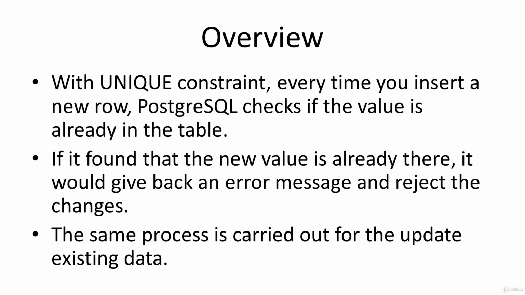With the unique constraint, every time you insert a new row, PostgreSQL is going to check if the value is already in the table. If it finds that the new value is already there, it will give back an error message and reject the changes. And the same process is carried out for updating existing data.